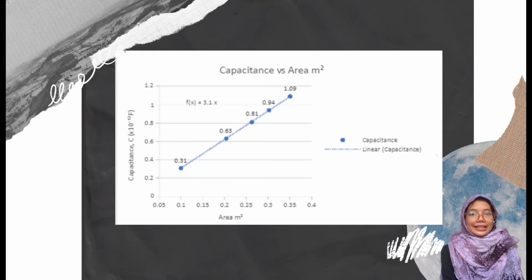From the graph we plotted, we can see from the capacitance versus area graph that capacitance is directly proportional to area, which means as the area increases, the capacitance also increases.